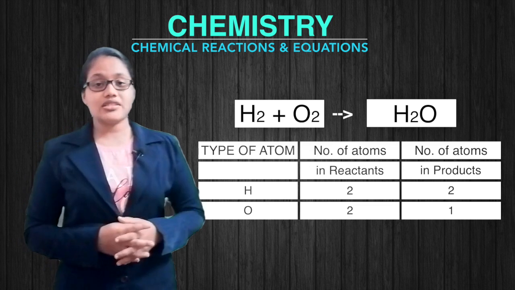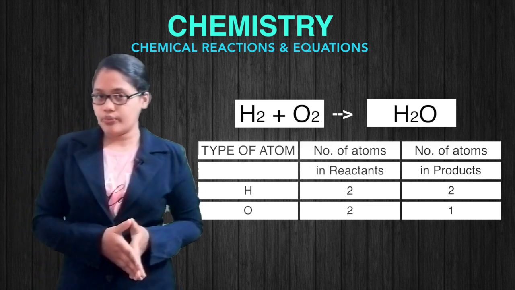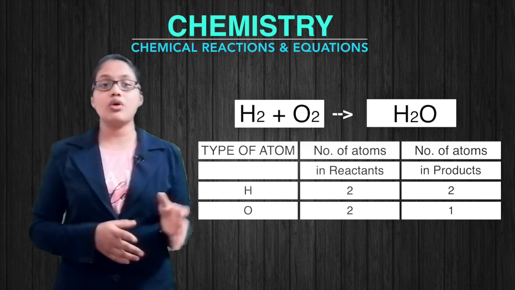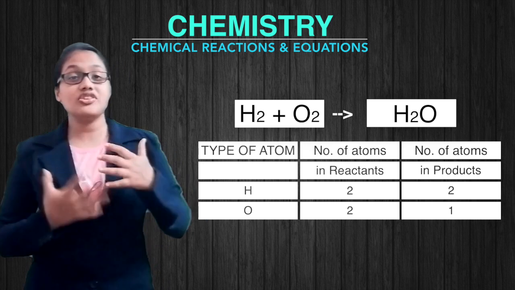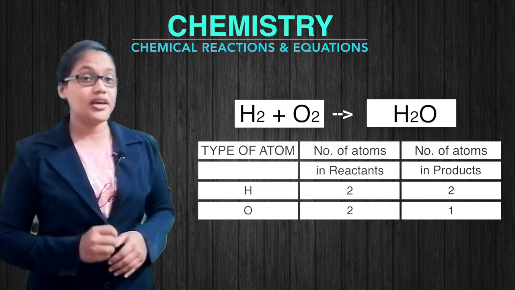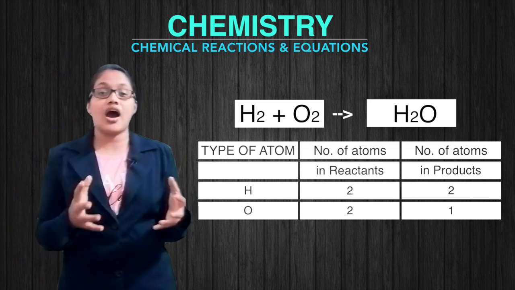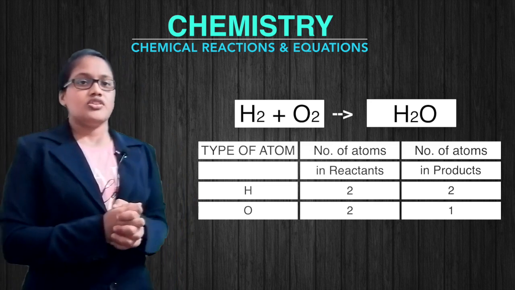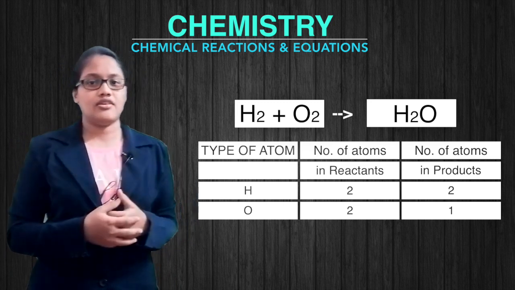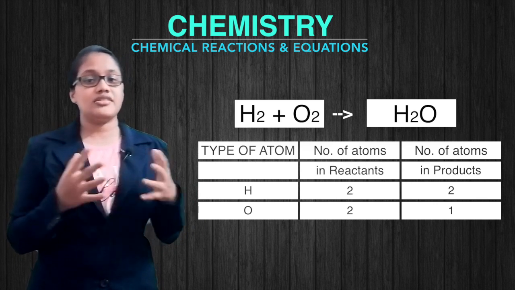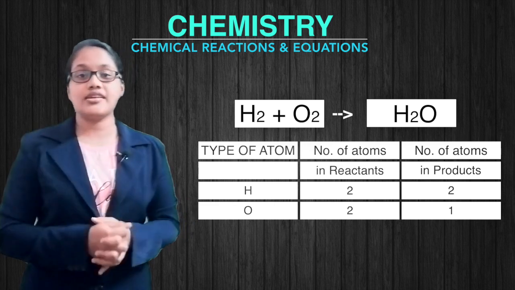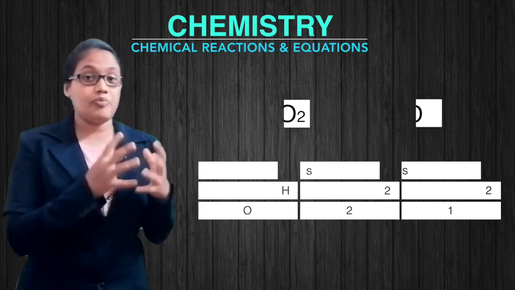The oxygen atom in the reactant side is 2, but at the product side, oxygen atom is only 1. So, the number of hydrogen atoms are equal on both reactant and the product side, but number of oxygen atoms, they are unequal. So, we should need 2 oxygen atoms on the right hand side. So, for that, you have to multiply 2 at the right hand side of the equation, that is at the product side.